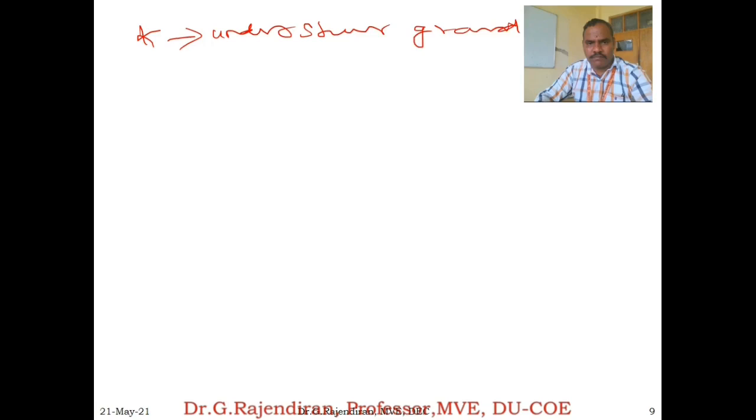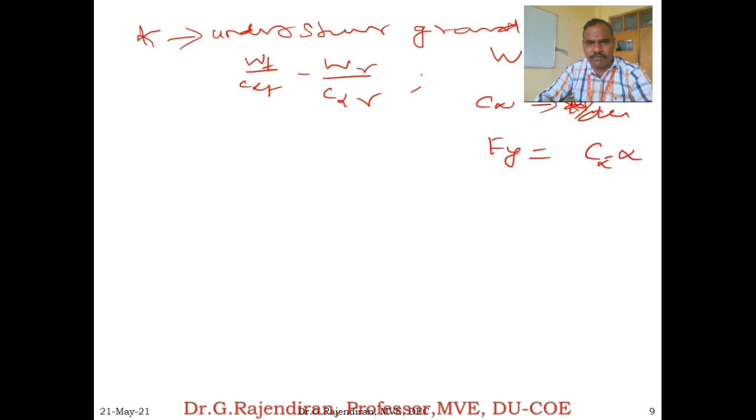So what is the unit? Definition we know that. What is that one? WF divided by C alpha F minus WR divided by C alpha R. What is the unit of WF? W, what is the unit of W? Newton. What is the unit of C alpha? Newton per degree. Fy is equal to C alpha into alpha. Clear? So this one is Newton, this one is degree. So C alpha is equal to Newton per degree.